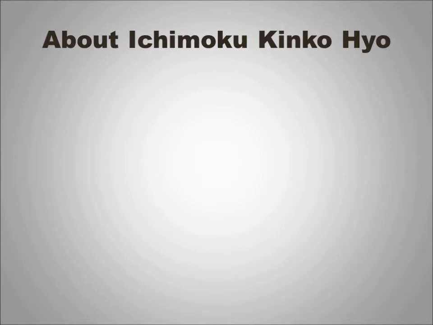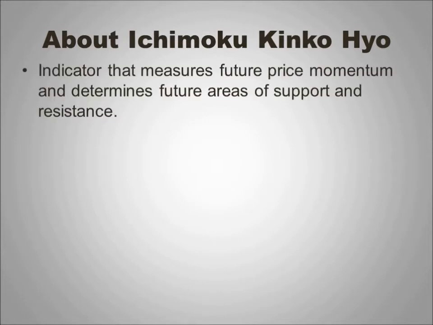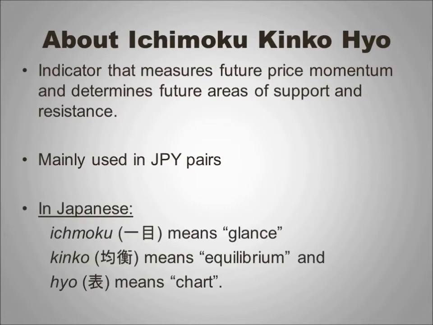Okay, now to the last one. And this is actually a very difficult one to use. It's called Ichimoku Kinko Hyo. This is used to indicate future price momentum, and it also shows us a good area of support and resistance. Now, this is actually not a very common tool to use because of its complexity, but it is very popular among Japanese yen crosses.